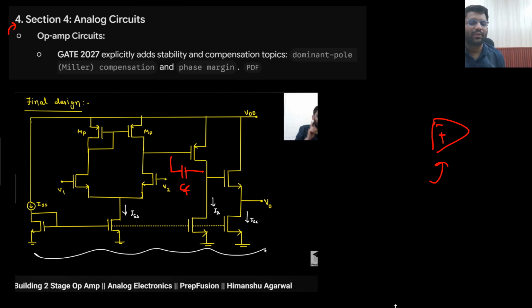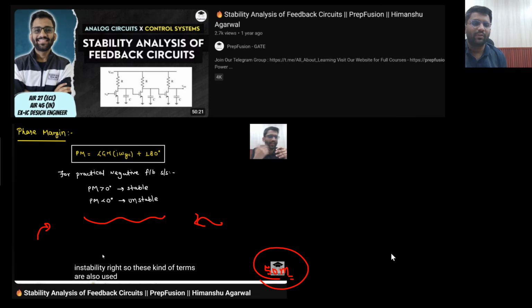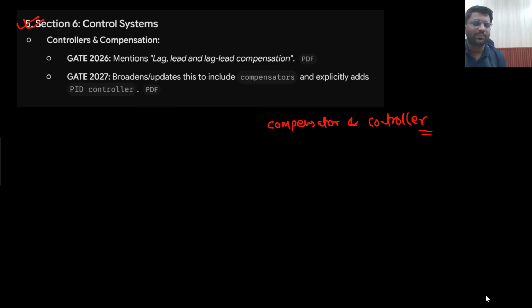Although Miller compensation and all at a BTech level, I did not think that in the op-amp circuit it would be introduced. But Miller compensation and everything you already know, right? Then I thought that phase margin, gain margin, stability, this is something that we need to talk about, and we have already talked about it. Are you able to understand this point?